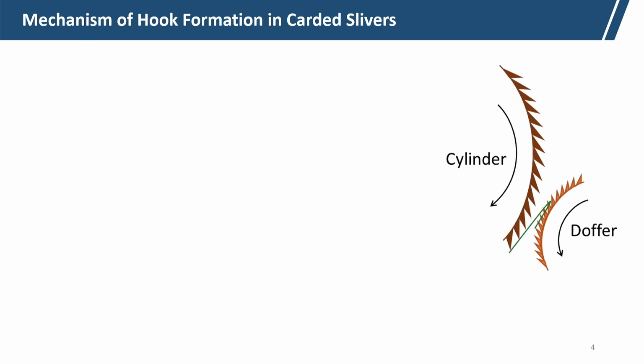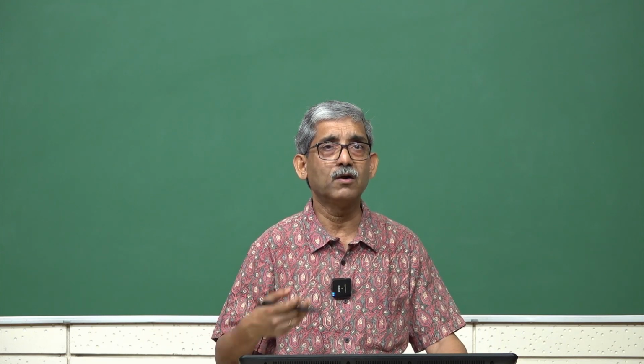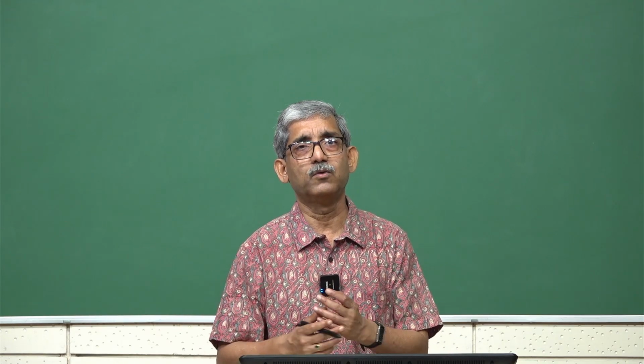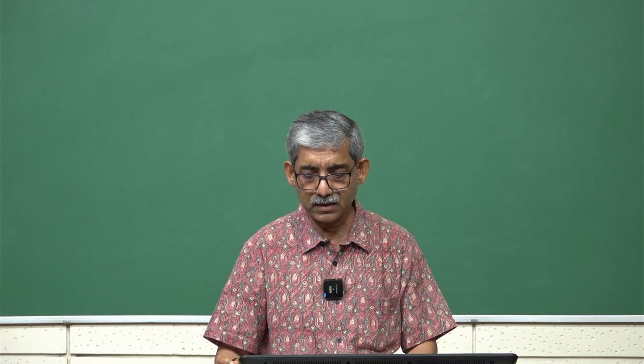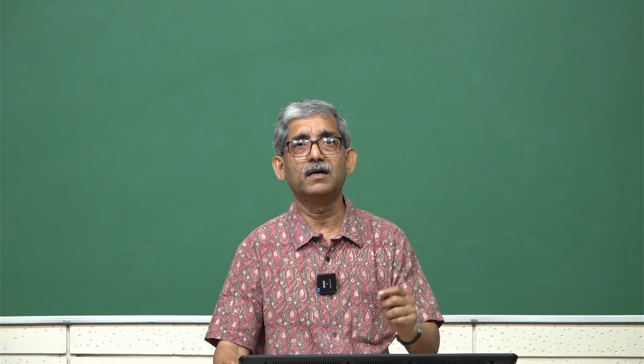Now, let us try to understand the mechanism of hook formation. Hook is basically formed mainly in carding, and the drawframe is responsible for removal of this hook. So, before we understand the hook removal principle, first let us see how the hook is generated at the carding machine.